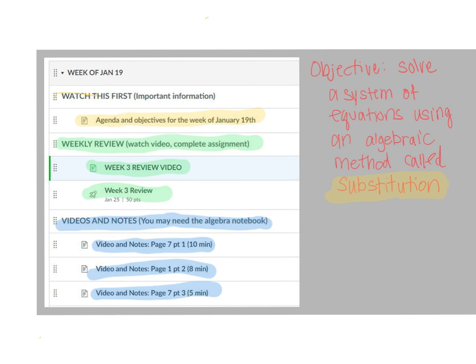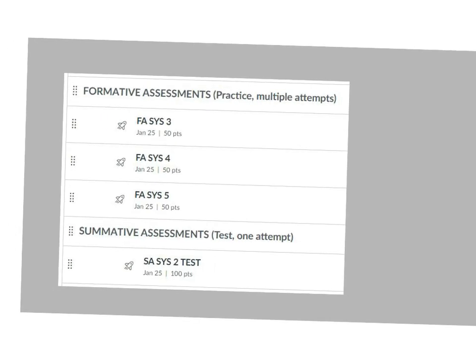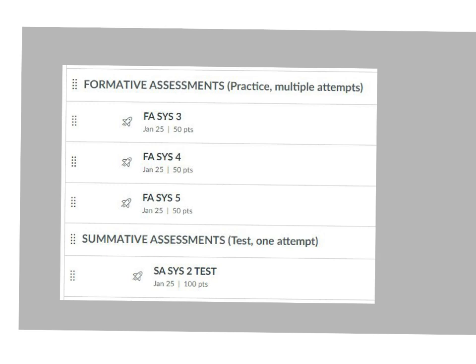So when you're finished with those, then you move on to the formative assessments for this week. Just keeping with the same format that I have been. Remember that our formative assessments are like our practice, our classwork, our homework. It's multiple attempts. Try them as many times as you need. Come ask me questions about them.